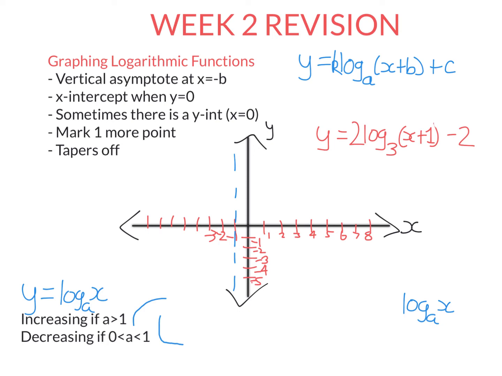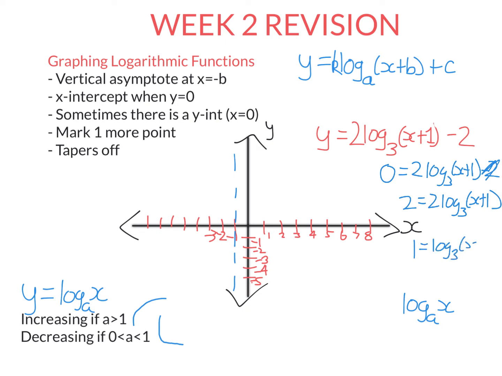All right, let's look at the x-intercept. There is always an x-intercept. If we let y equal 0, we get 0 equals 2 log base 3 of x plus 1, minus 2. Let's just quickly solve this. We're going to add 2 to both sides to get rid of it there. So I get 2 log base 3 of x plus 1. Then I'm going to divide each side by 2. I get 1 is equal to log base 3 of x plus 1.